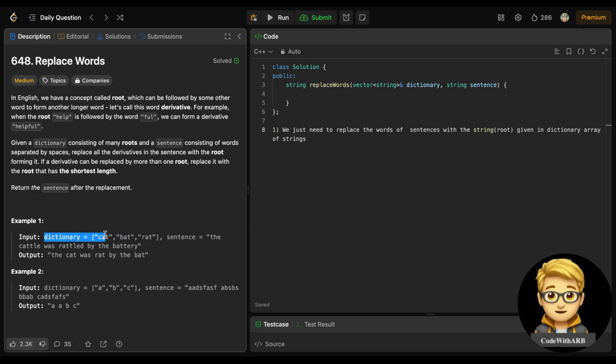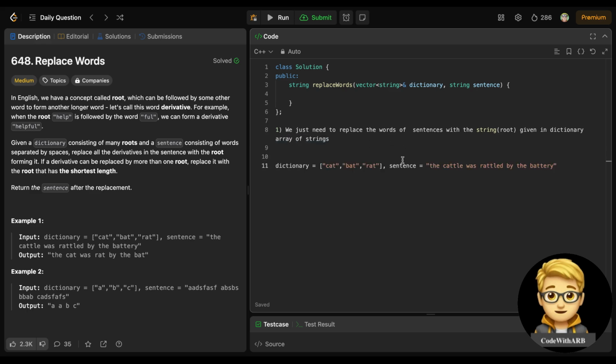If you see the example with the dictionary and the sentence: for the, no string is present in the dictionary, so the will not be replaced by any of them, so we will keep the. Again, cattle: is c available? No. Is ca available? No. Is cat available? Yes. Cat is a root present in this dictionary, so we will remove the tle, which is the derivative part of this word. We will just replace cattle with cat and insert that, right?